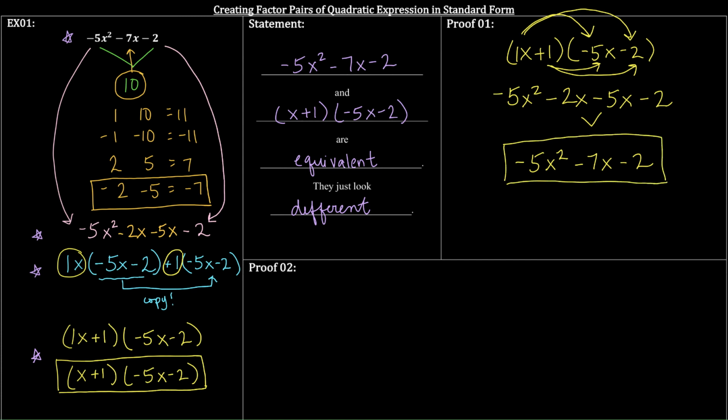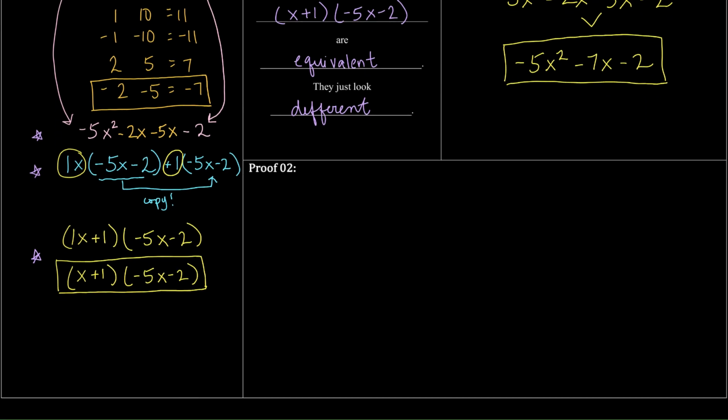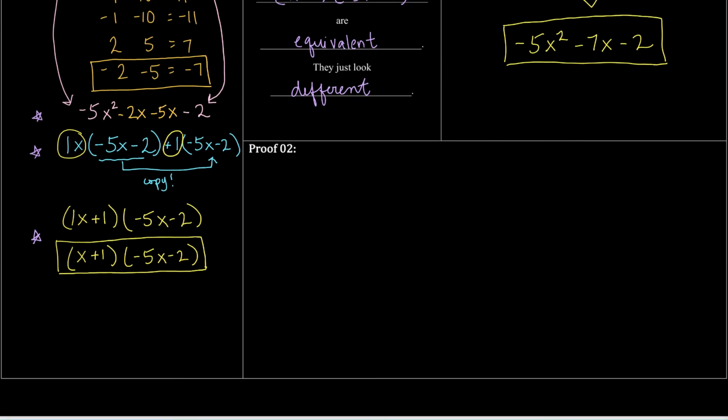Now, there's another way that I can show you. I'm going to write my original expression. I'll write that in purple. Negative 5x squared minus 7x minus 2. That should be equivalent to x plus 1 times negative 5x minus 2.